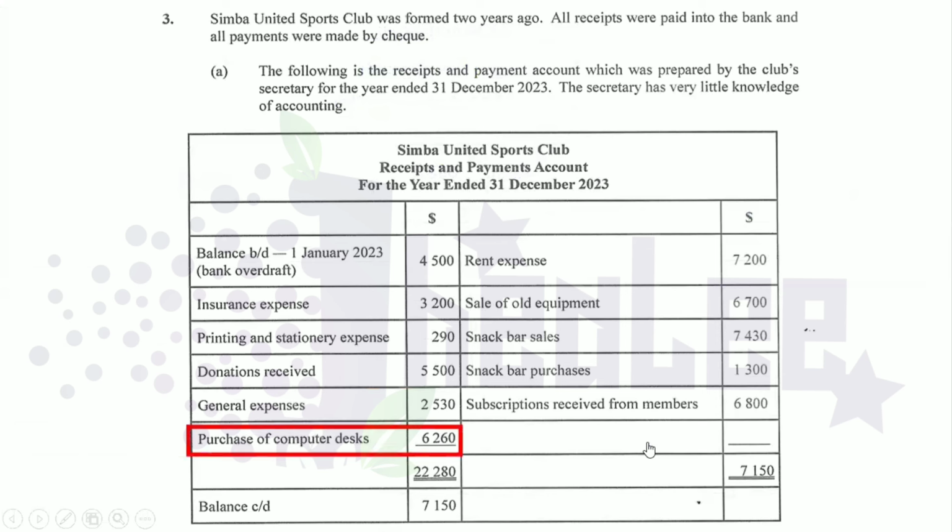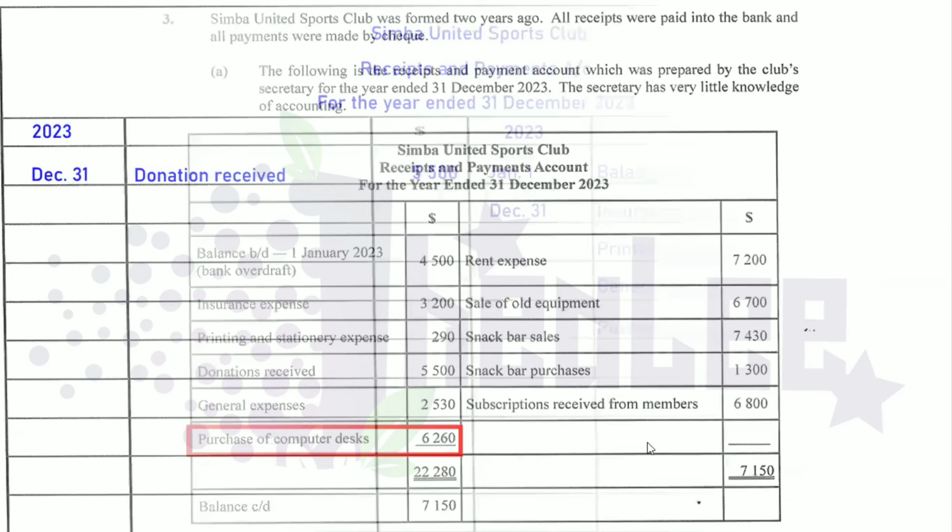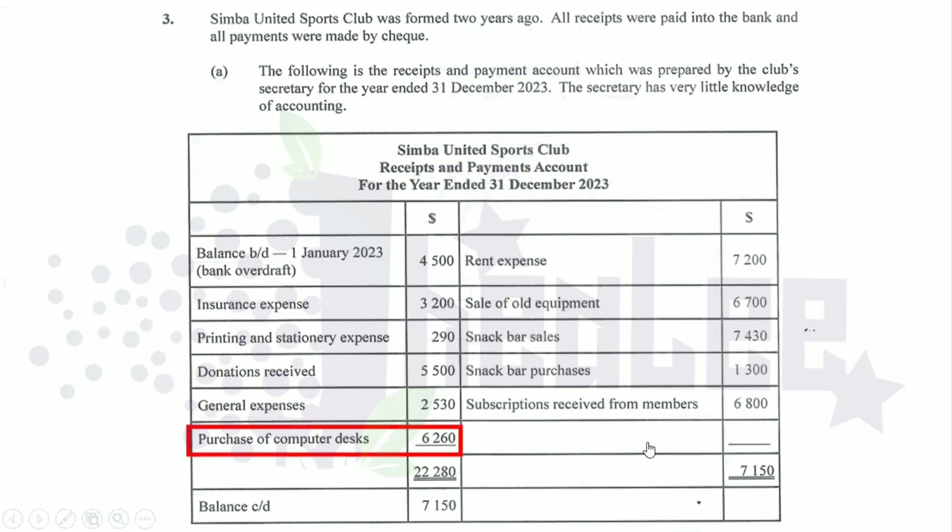Back to the question. Final item on the debit side, purchase of computer desks. Once you're purchasing something, it means that you have to pay for it. So that should be on the payment side. Apart from that, that's a reduction in the asset of bank. So it therefore means that we are to credit the account. And let's make that entry. Purchase of computer desks, $6,260. And that would complete the list of debit items.